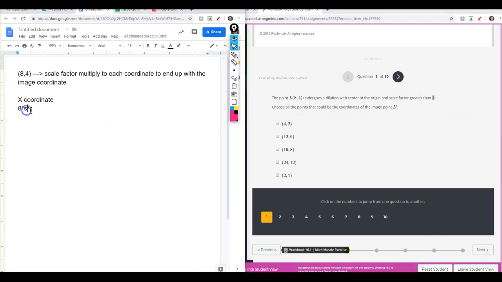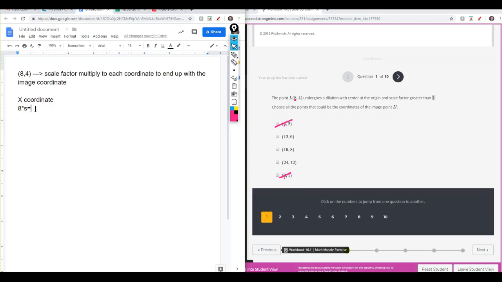Well, if I just put 1 in there, 8 times 1 is 8. So any of these that have a number less than 8 as the x-coordinate is not meeting the scale factor being greater than 1. So that option's off, and this option's off, because the x-coordinate here is 4 and the x-coordinate here is 2, which is smaller than 8. Okay, so now we have our scale factor.